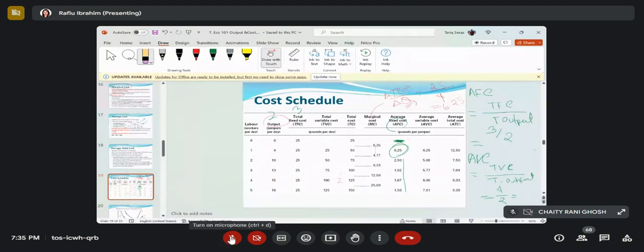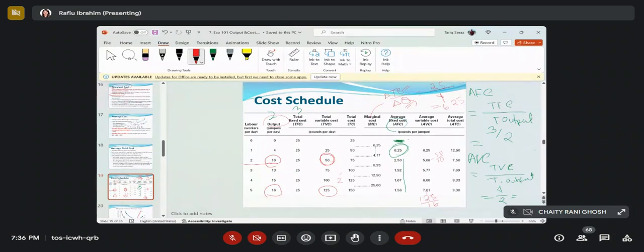Say for instance, at output level 2, the output is 10, the total variable cost is 50, the average variable cost is 50 divided by 10, which is equal to 5. So we get 5 here, 50 by 10. Likewise, at output level 16, the total variable cost is 125. So we get 7.81 by dividing 125 by 16.